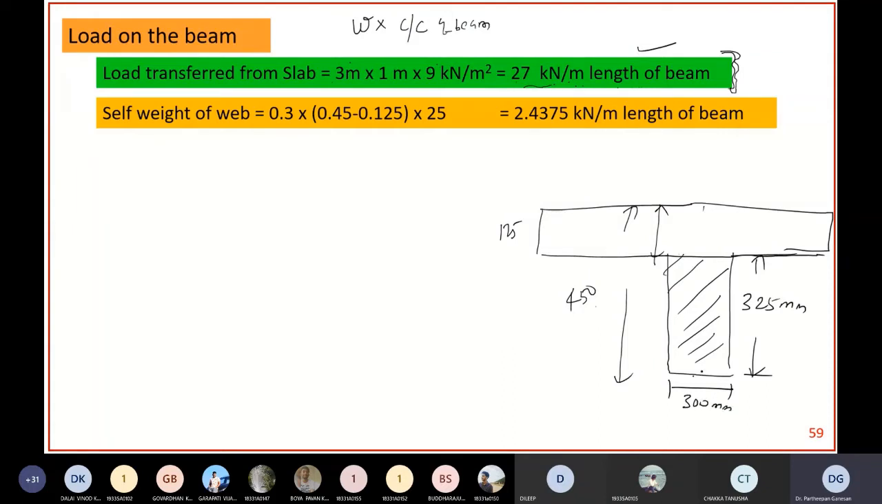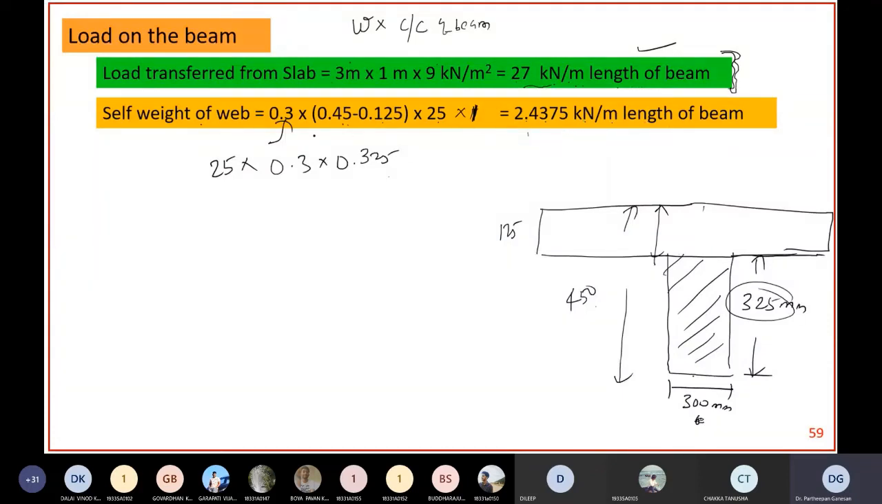Okay. So if you want to find out the self weight of the web, you should always take 25 multiplied by the cross sectional area, that is 0.3 into 0.325. That's what is written in a different form here. 0.3 is the width of the web. 0.45 minus 0.125, that is 0.325, multiplied by 25. If you want, you can multiply by 1 meter length we are considering, or you can leave it as it is. So it is coming to be 2.4375 kilonewton per meter length of the beam.